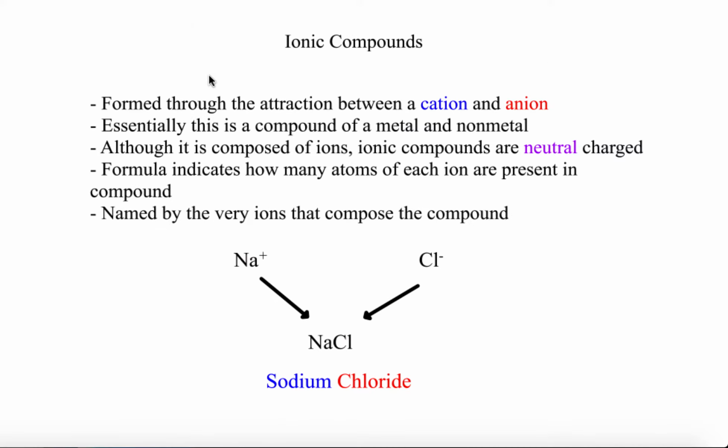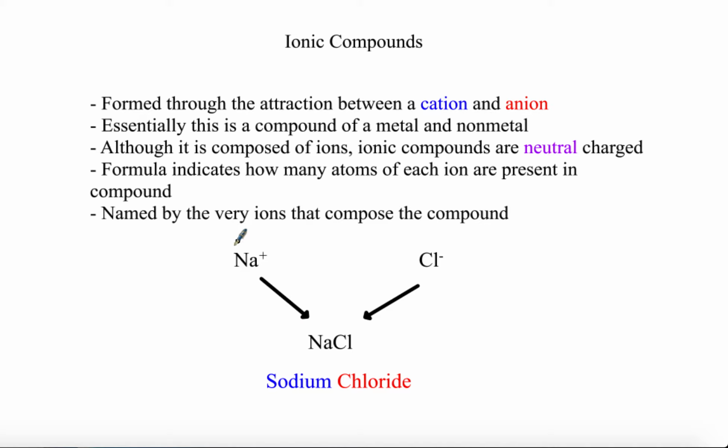Now, ionic compounds, like I just mentioned, are formed through the attraction of the cation and anion charge. Metals typically form cations and nonmetals form anions. So an ionic compound can also be viewed as having a metal and nonmetal component. Now, even though these compounds are made of ions, the compounds overall are neutral. The positive and negative charge in the compound actually balance each other out, so the overall charge of the compound is 0. The formula of your ionic compound indicates how many atoms of each are present. And the ionic compound is just named by the ions in it.